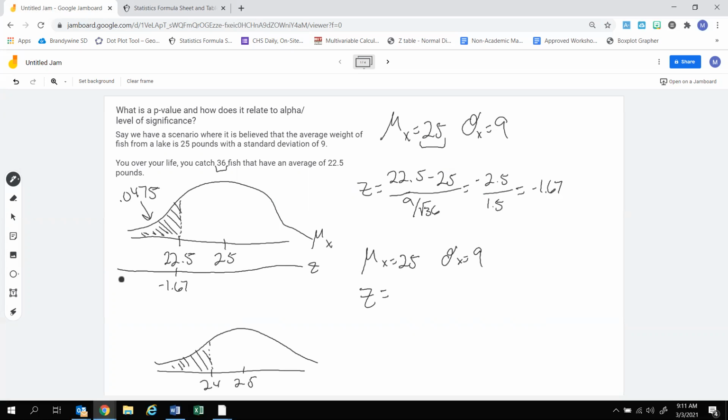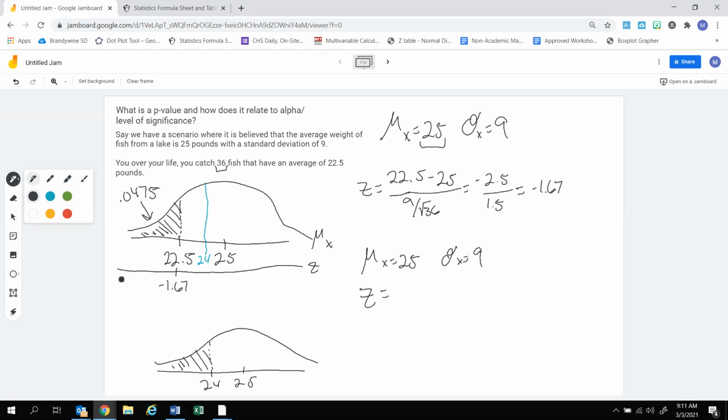So here's what should happen. Because this 24 is closer to the average or the supposed average of 25, it should have a larger p-value. Okay. The area should be bigger. Okay. If I'm drawing it on the same scale as the one before, 24 is going to be over here somewhere. Okay. Making it should be a larger area. We should get a larger p-value.